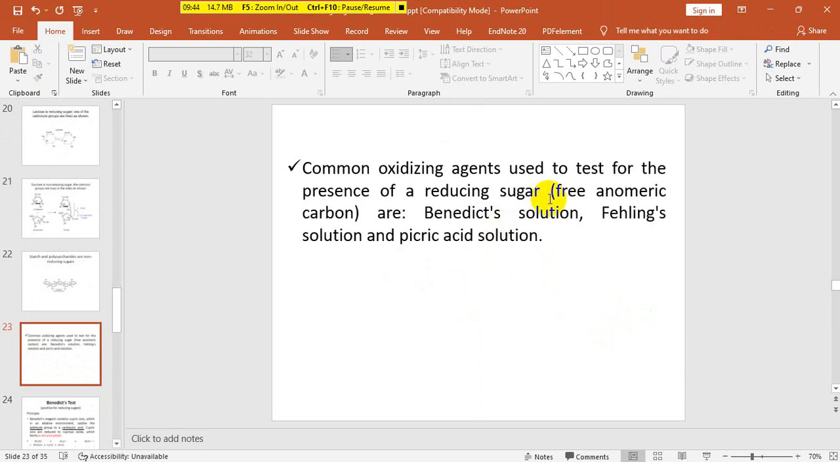Common oxidizing agents used to test for the presence of a reducing sugar: there should be what? A free anomeric carbon, that's carbon 1. If carbon 1 is free, then we can use Benedict solution, Fehling solution, and picric acid solution to find out whether it's a reducing sugar or not. So reducing sugar means that there should be a free anomeric carbon. The reagents are Benedict solution, Fehling solution, and picric acid solution.